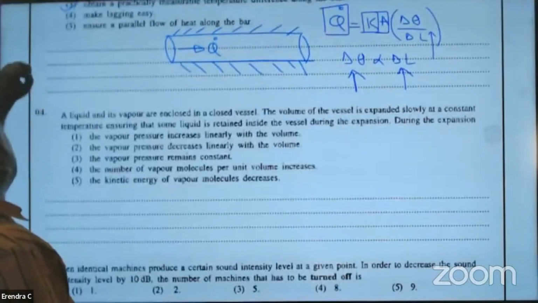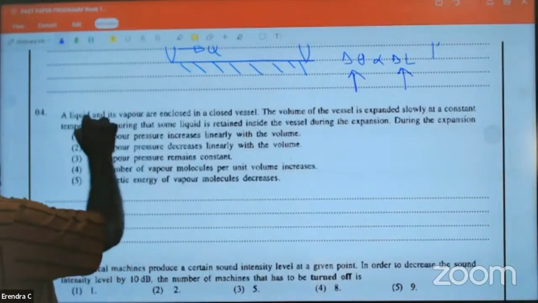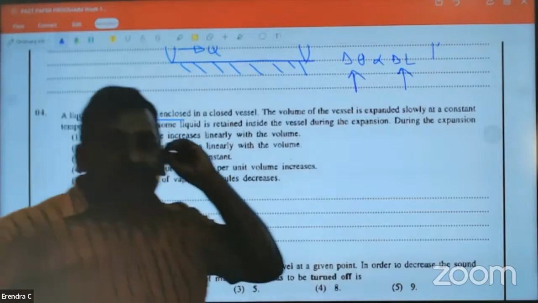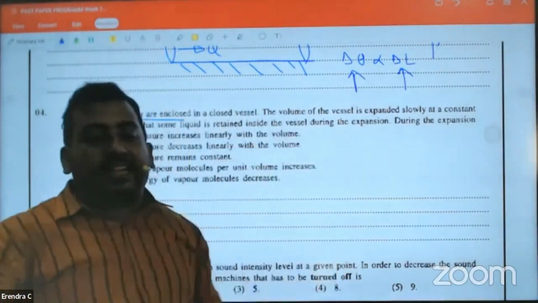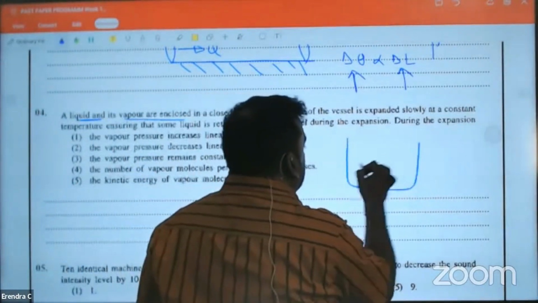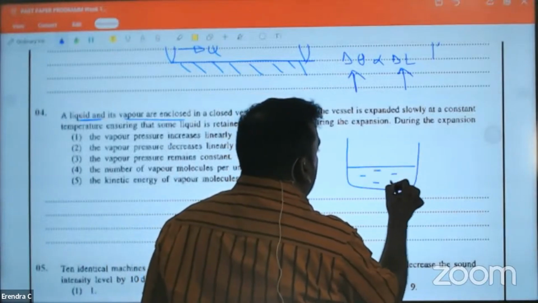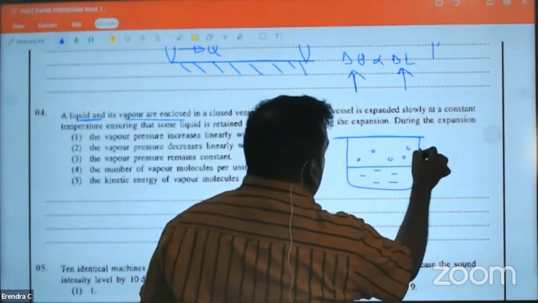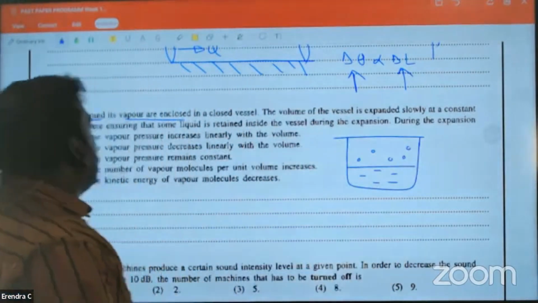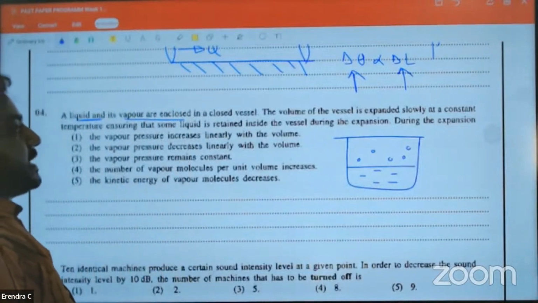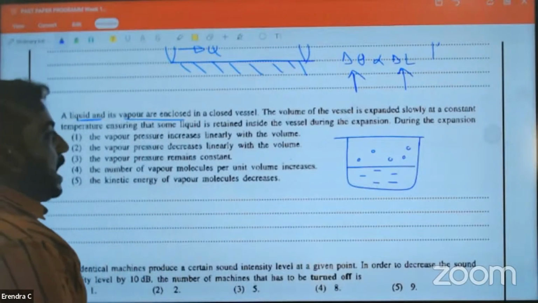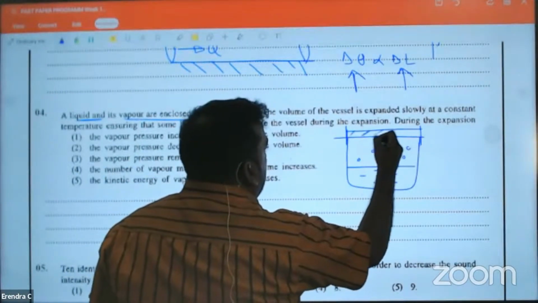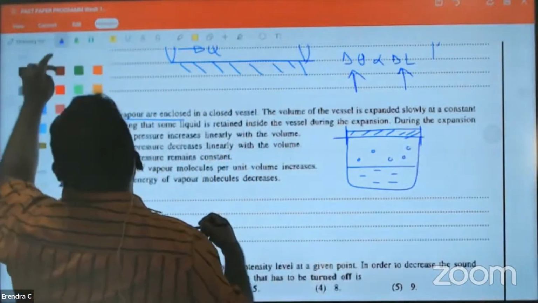Next one. A liquid and its vapor. Tell me, liquid and vapor means what? Saturated. If a liquid is in contact with its own vapor, it's going to be saturated. The volume of the vessel is expanded slowly at a constant rate. Saturation. Then yesterday's practical, you might remember, piston cylinder. Piston cylinder here, saturated.